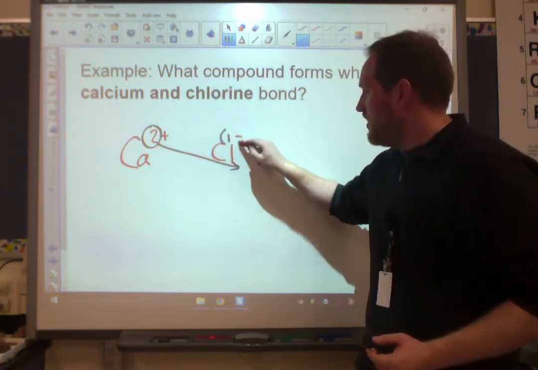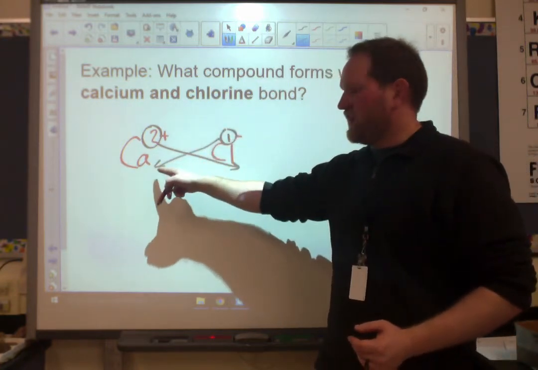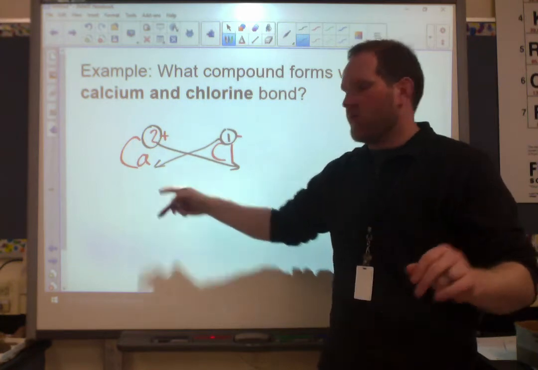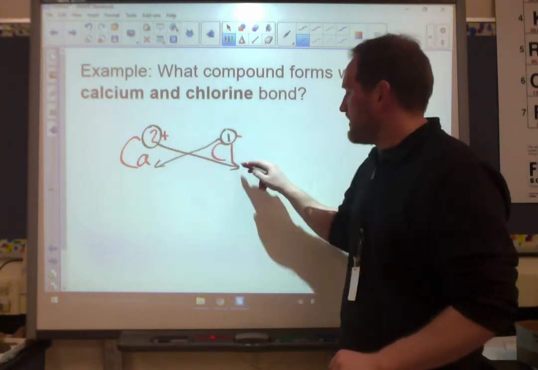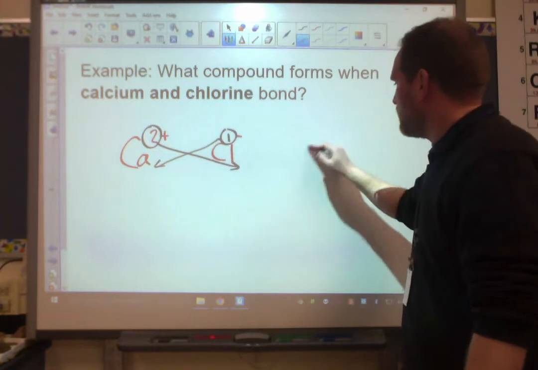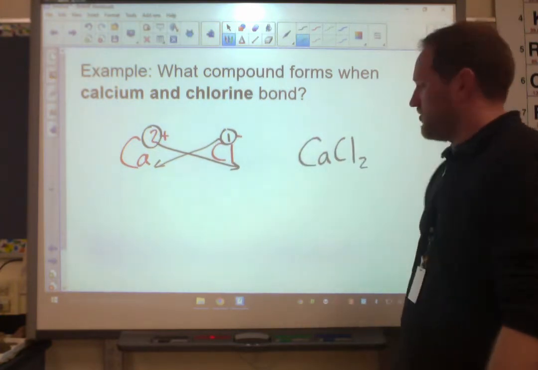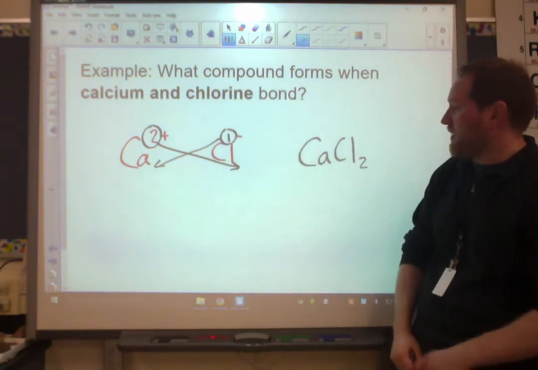There's really a 1 there. You take that number and you put it here, but again, we don't actually write a 1 when it's a 1. So the 2 goes after the Cl, the 1 goes after the Ca, and our result is CaCl2. And that's the correct compound for this.